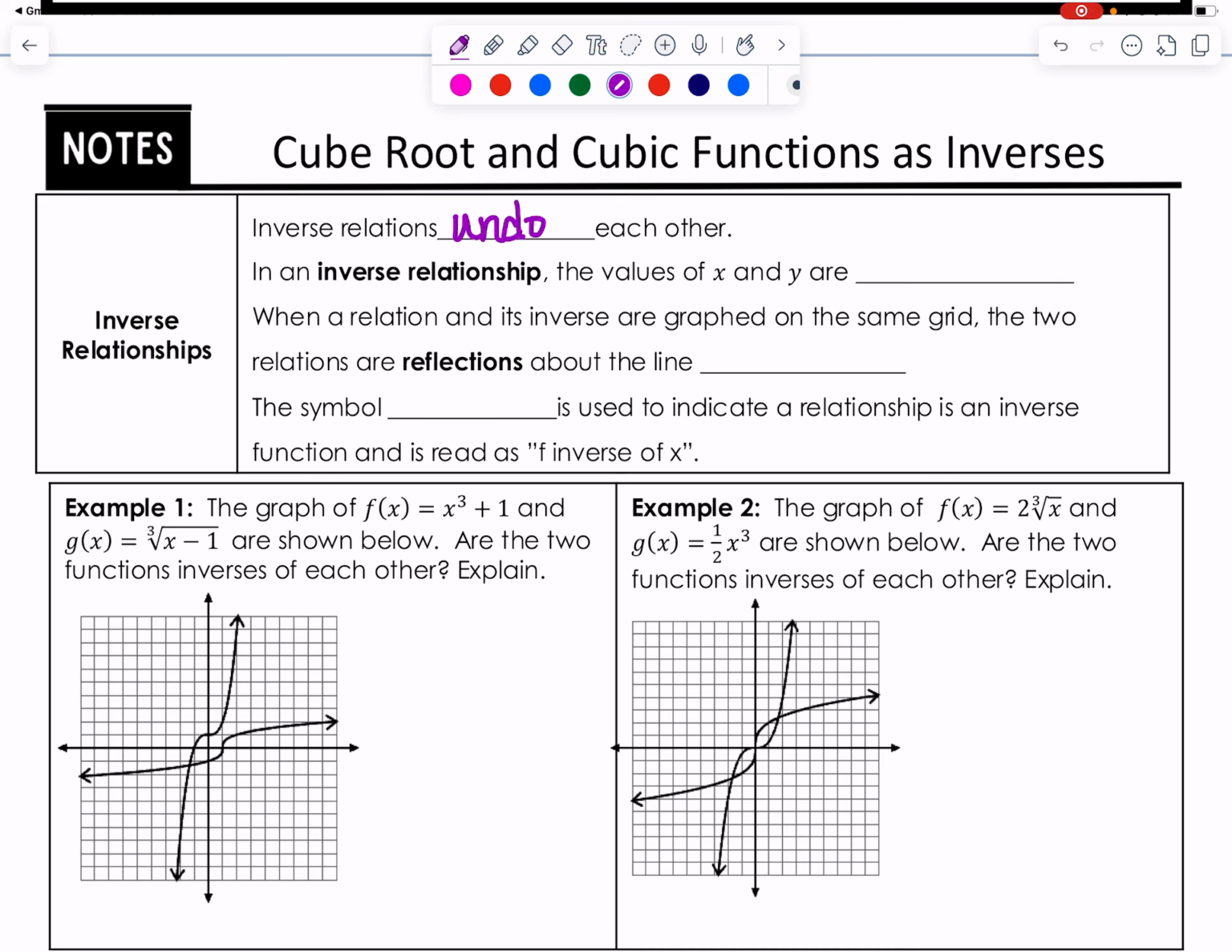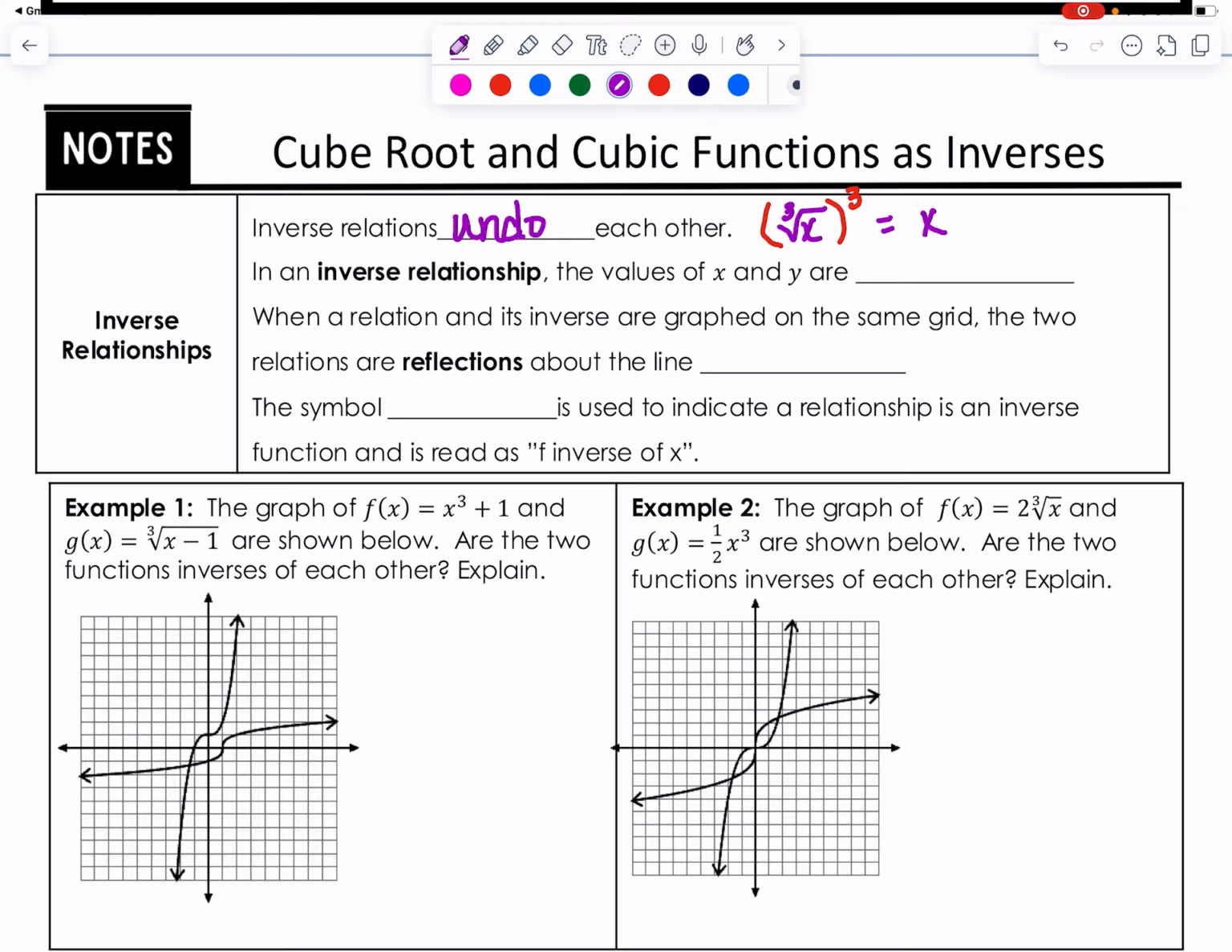And the reason that's important is because say you have the cube root of x, and you were wanting to get x by itself, you would need to use an inverse relation. So the inverse relation of cube root is the cube function. So if I were to cube the cube root of x, those two functions would undo each other, and I'd simply be left with x.